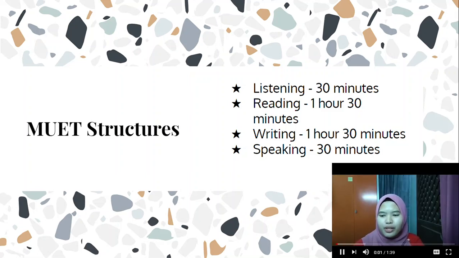The structures in MUET are listening, reading, writing and speaking tests. For listening, the students are given 30 minutes to answer all 20 questions. For reading tests, the students are given 1 hour and 30 minutes. It is the same for writing. The students are given 1 hour and 30 minutes to complete 2 tasks: the first one, a short essay based on the paragraph or charts given, and the second one, a long essay based on the issues given. And the last one, speaking test.